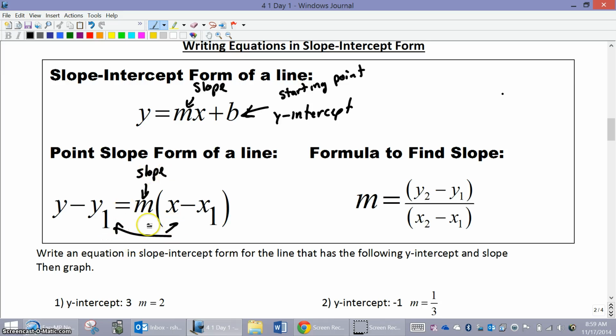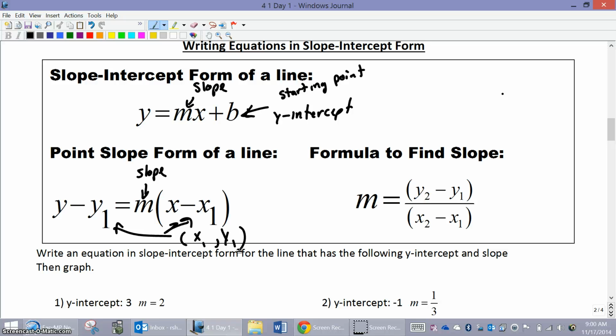This set of expressions, the X1 and the Y1, we said was a point on the line. Not necessarily the Y-intercept. We said that was just some point anywhere on the line. That's different than our slope-intercept form, where B is a very specific point, the Y-intercept. It's a very specific description of where it is on the graph. In point-slope form, though, we have some random point anywhere on the line. It's not necessarily on the Y-axis.